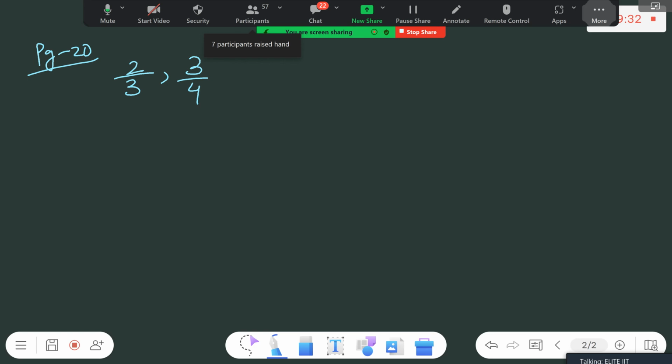How to compare them? We can compare them in two ways. First, what is the first way? Find the value in decimal. What is 2 by 3? Divide it. If you divide 2 by 3, what will it be? 0.20 will come. 3 sixes are 18, 2, again 20.